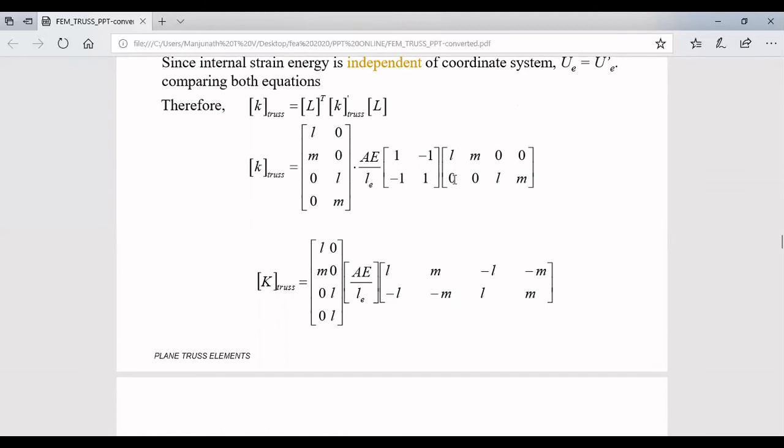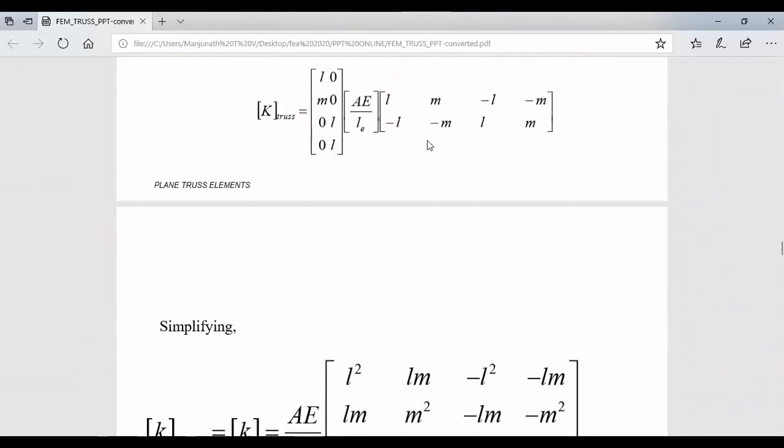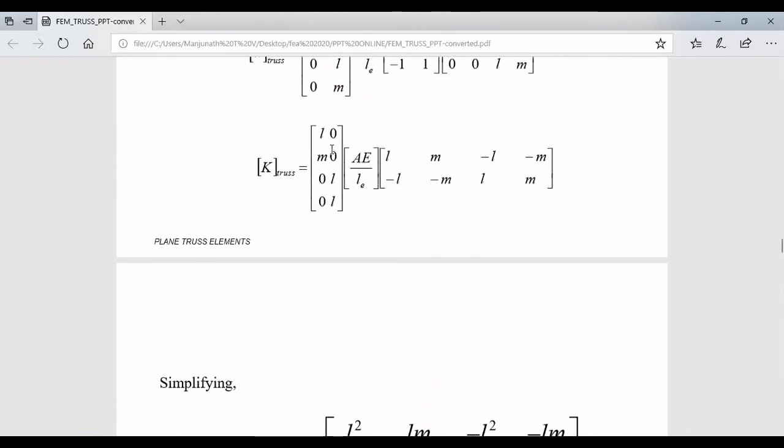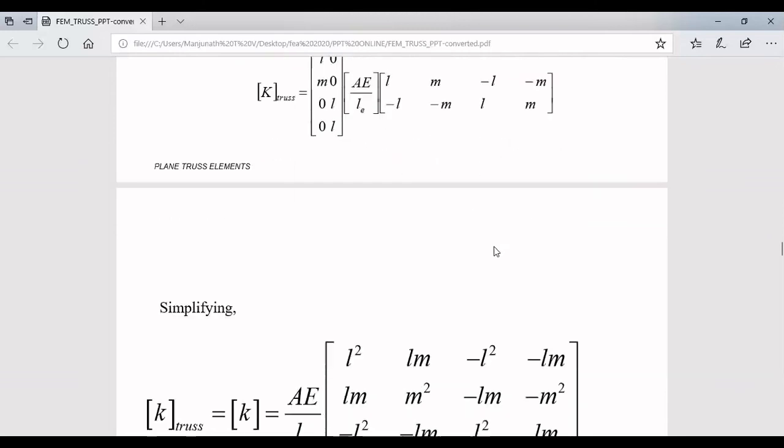Just this row into this column gives l, this row into this column gives m, then minus l, then minus m. Similarly, from the second row, minus 1 and 1, multiplied with this gives minus l, minus m, then l, then m. Again this matrix and this matrix are going to be multiplied. Take AE by LE out as it is. Then multiplying both matrices, we get the final matrix for the truss element like this.